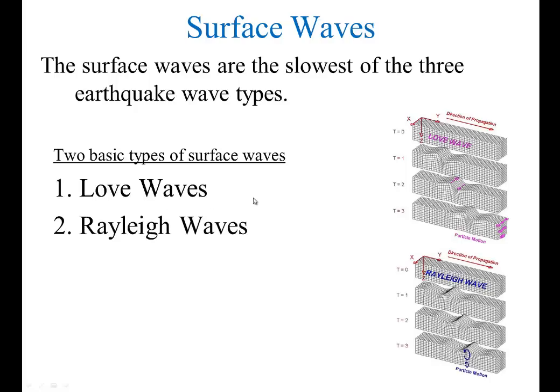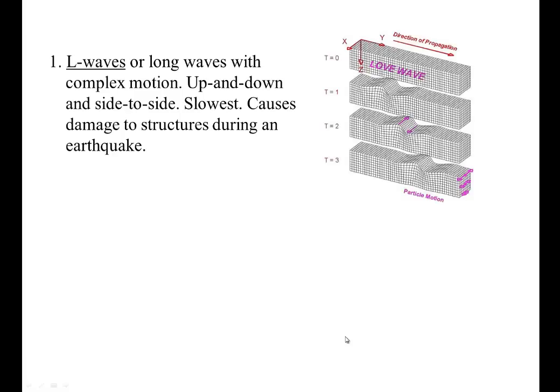And the other one are called Rayleigh waves. Don't know why I can't remember that one. Okay, they also have an X and a Y direction of propagation, the direction the wave goes, but because they have a little simpler motion, they are slower than P and S waves, but they're not as slow as the Love waves. So L waves are long, they're up and down, they're side to side. These are the slowest because of their progression, although they're still moving kind of fast.